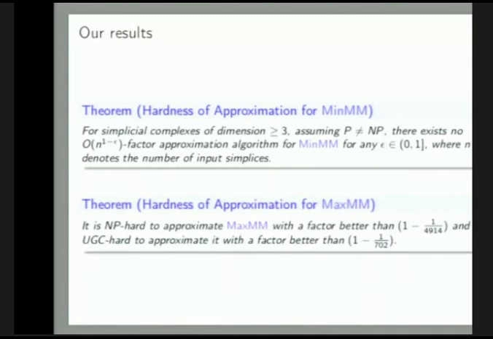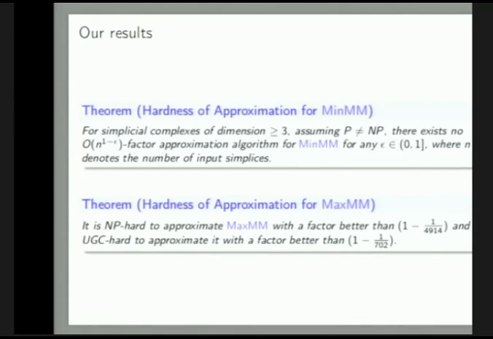So the results are the following. For minimum Morse matching, we have the following result. For complexes of dimension d greater than or equal to 3, assuming P not equal to NP, there exists no O of n to the 1 minus epsilon factor approximation algorithm for min Morse matching. So this means for the minimization problem, this is actually quite bad.